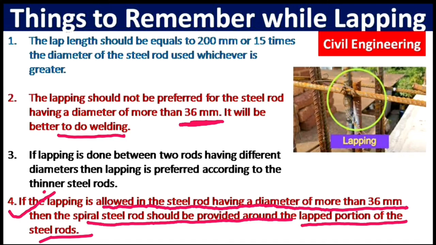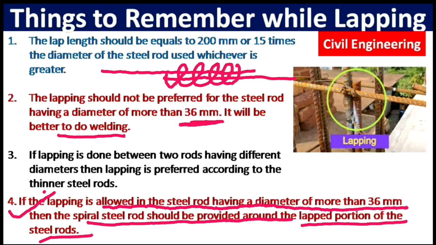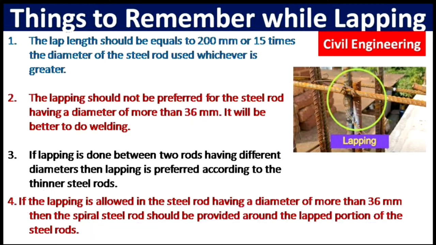If in case we have to lap two steel rods which have more than 36 mm diameter, then a spiral rod like this should be wrapped along with the lapping, so that it creates a strong bond between these rods. So guys, these are the most important things to remember while lapping the steel rod on site.